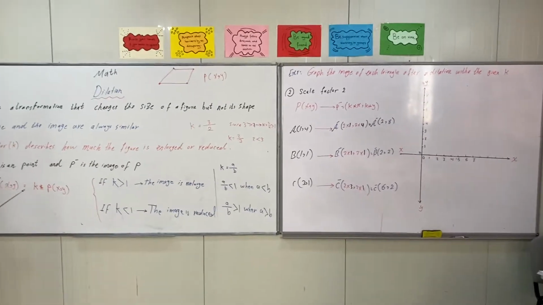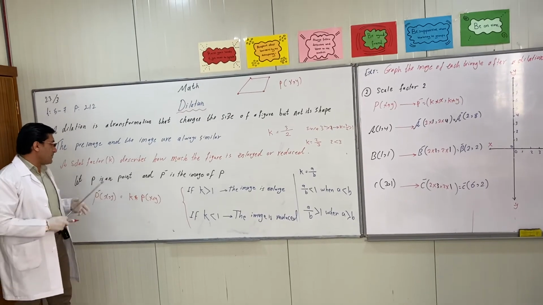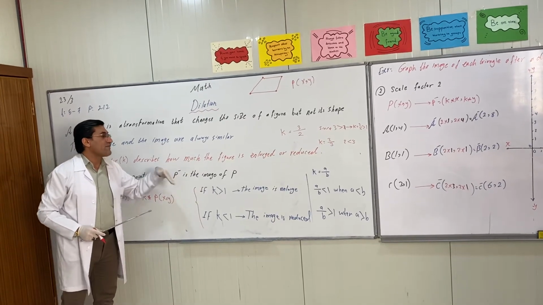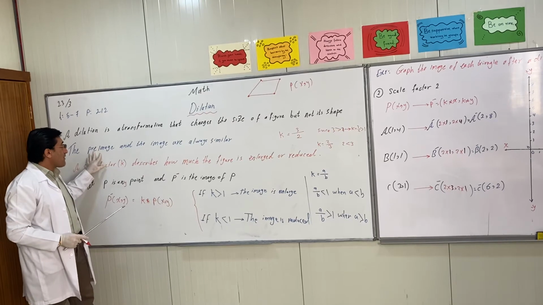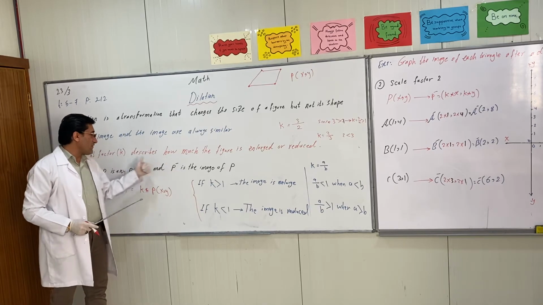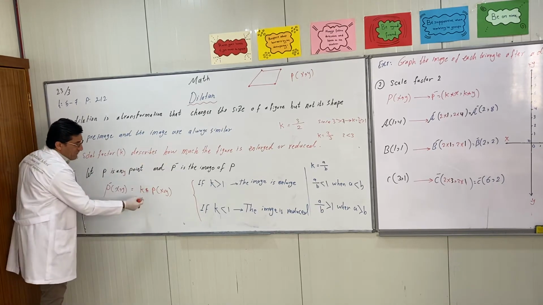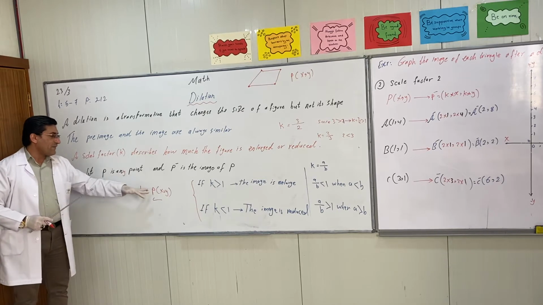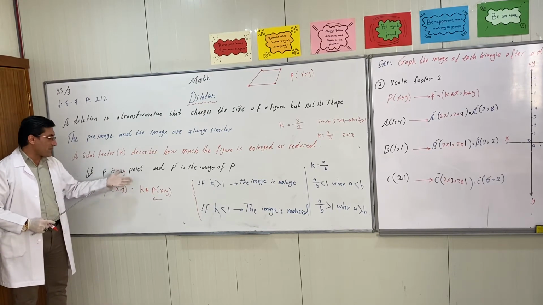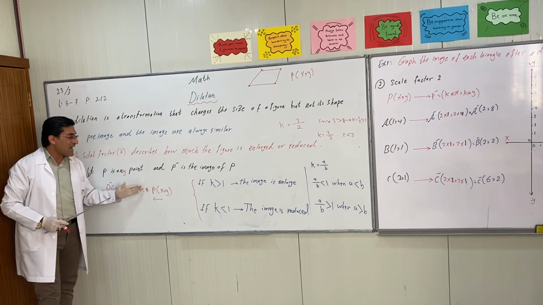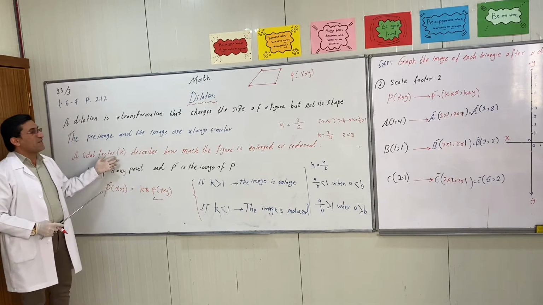So when P is any point, and P prime is the image of P. I said we have the pre-image, that means the original point or original figure, and the image of the original point. When point P is given, how can we find P prime, the image of the point P? P prime x, y equals k times P x, y. You know about k. K is the scale factor.